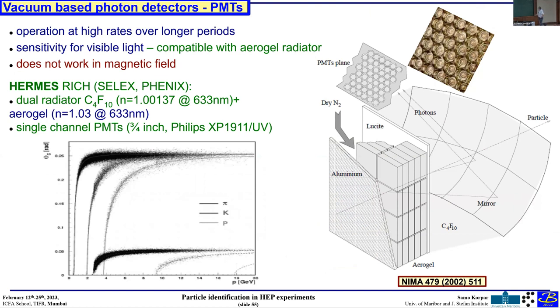And this is the HERMES RICH, which was also interesting because it used a dual radiator. The aerogel at the beginning of the radiation area for lower momentum, and gaseous C4F10 later, and then the mirror and the photon detector here. Such a combination actually produced very large rings from the aerogel because it's a very large lever arm and a very large angle compared to the gaseous detector.